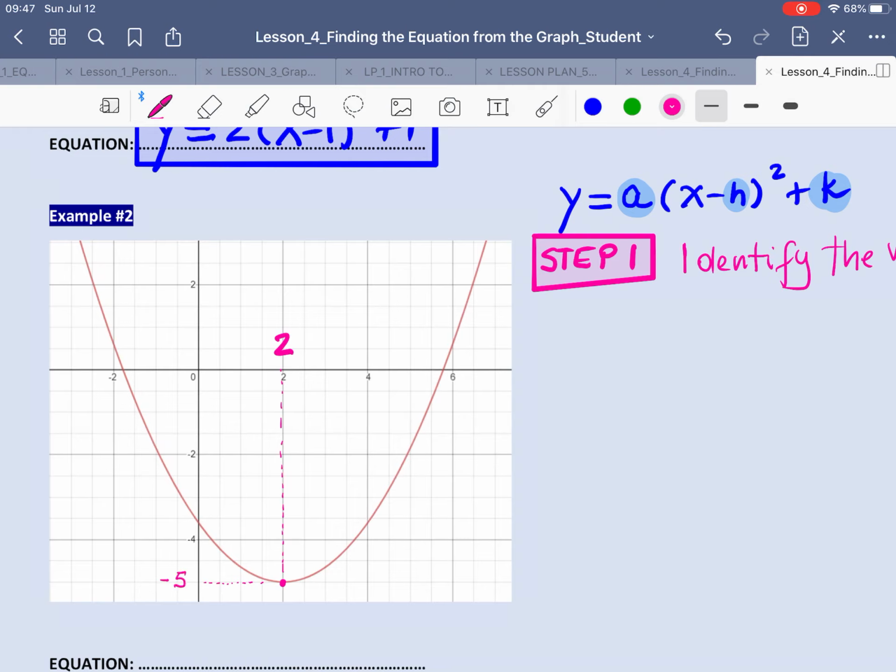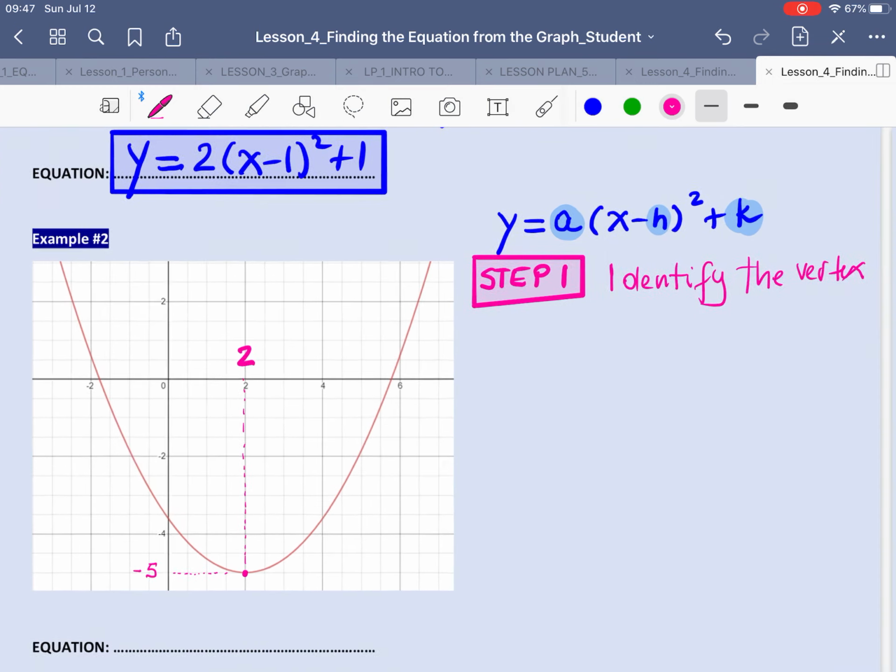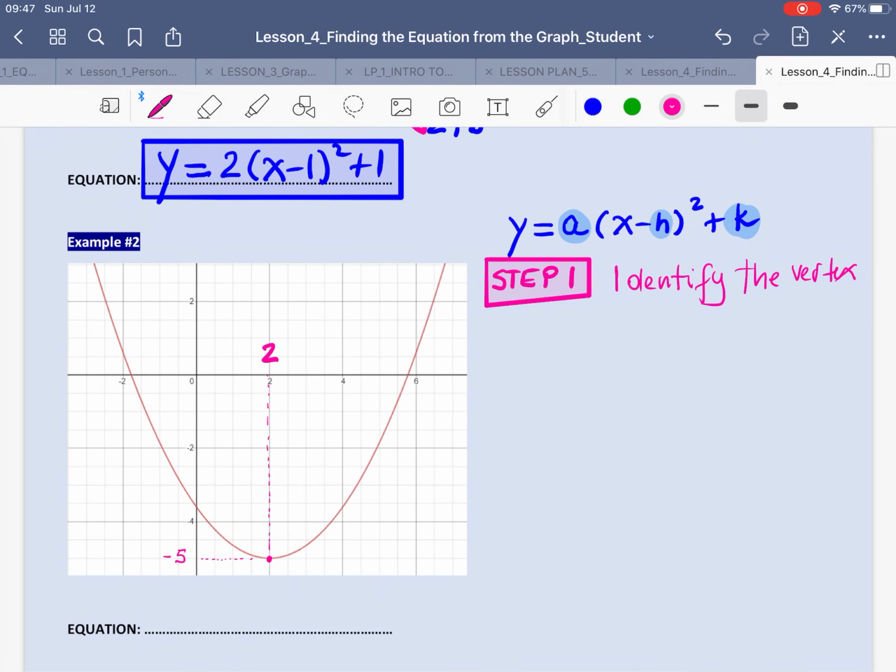So then I know that the vertex for this graph will be at x equals 2, y equals -5, which means that the h value will be +2 and the k value will be -5. And now I'm moving on to step 2. Remember what step 2 was about: finding the value of a. And remember how we did that.